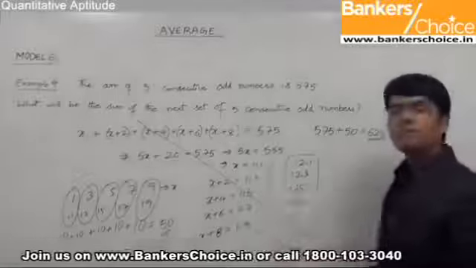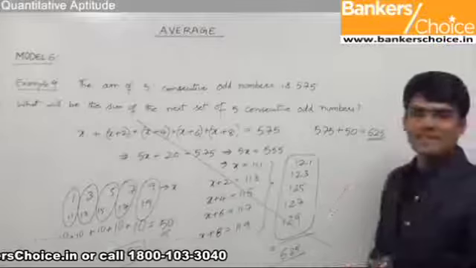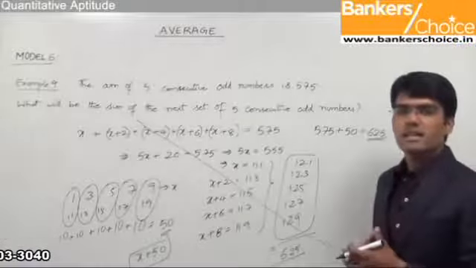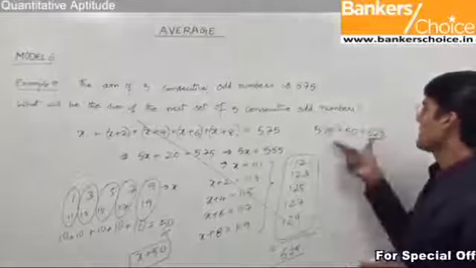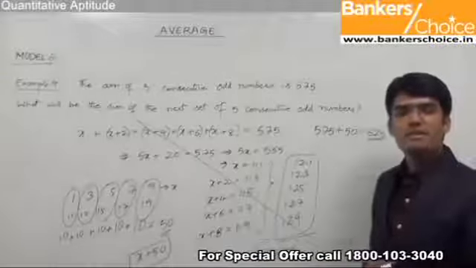But that is a very lengthy procedure, and here we get the answer within a few seconds without writing any step. So understand that the sum of the next set of 5 consecutive odd numbers will be 50 more than the given sum. So that can directly be taken as 575 plus 50, which is equal to 625.